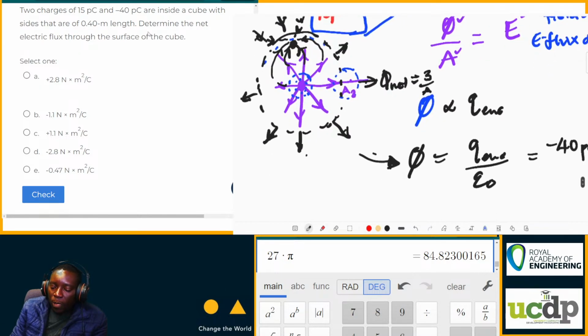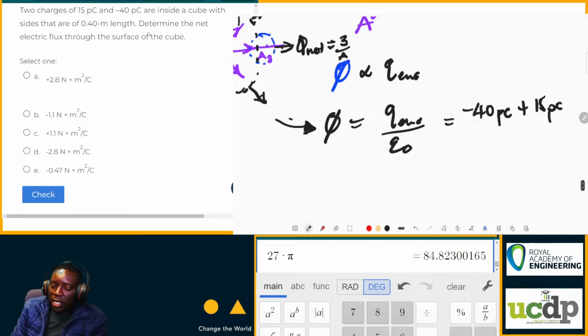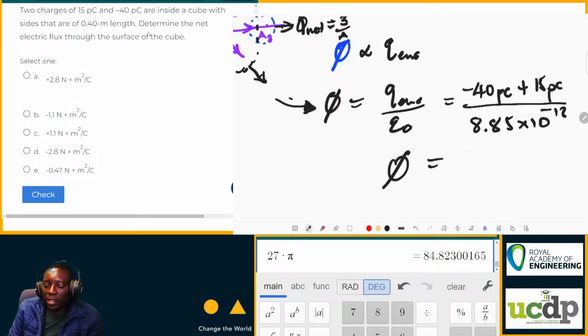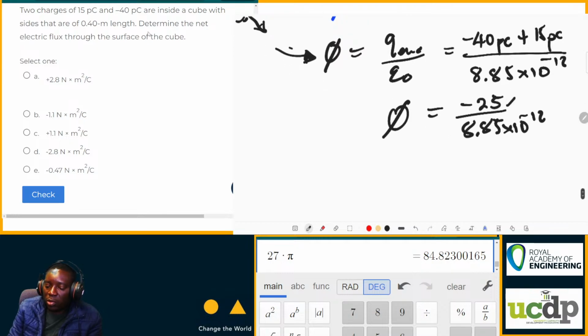So net enclosed charge, we add 40 and minus 15, and the epsilon naught is 8.85 times 10 to the negative 12. So you give me an expression for that and we are good to go. 40 minus 15 should be negative 25 over 8.85 times 10 to the negative 12. What do you get? Picocoulomb, so times 10 to the negative 12 as well. Negative 2.82 times 10 to the power.